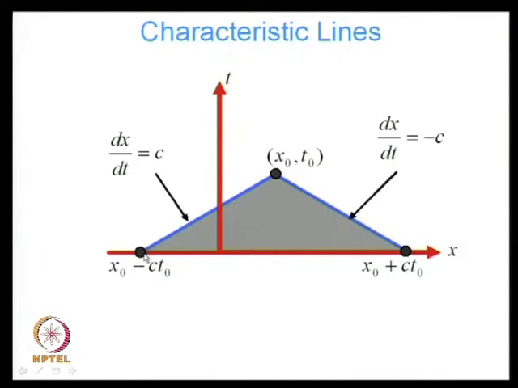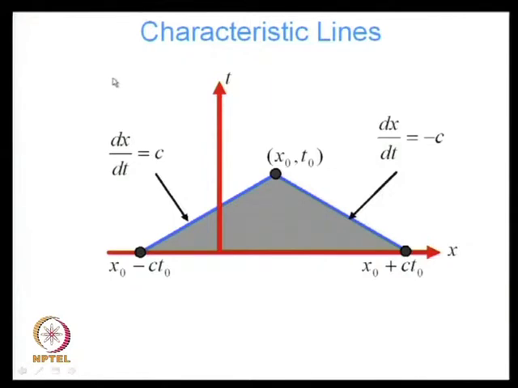Whatever the solution is at t equal to 0 and x equal to x0 minus c t0, f of x minus c t is going to have that value at all times along these characteristic lines. So the initial condition is going to give all points on this line, for the first term of the solution, the identical value to what it was here.